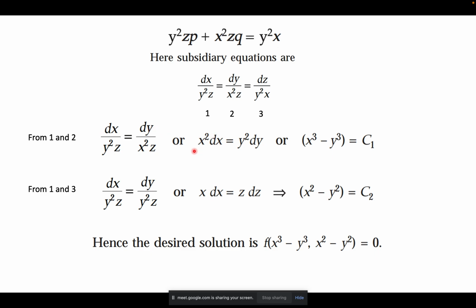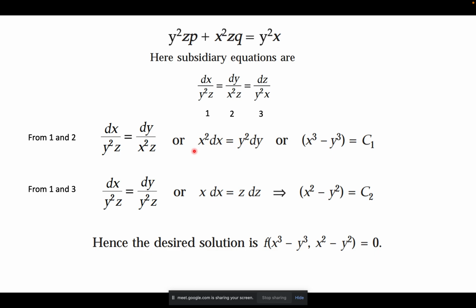So I have the integral of x square dx will be x cube by 3, and simply the integration of y square will be y cube by 3, and you will have some arbitrary constant, right? So I can simply write this as x cube minus y cube is equal to c1. So this is nothing but our function u. So I have found one of the solutions of this. Now let's see what we get when we group other terms.